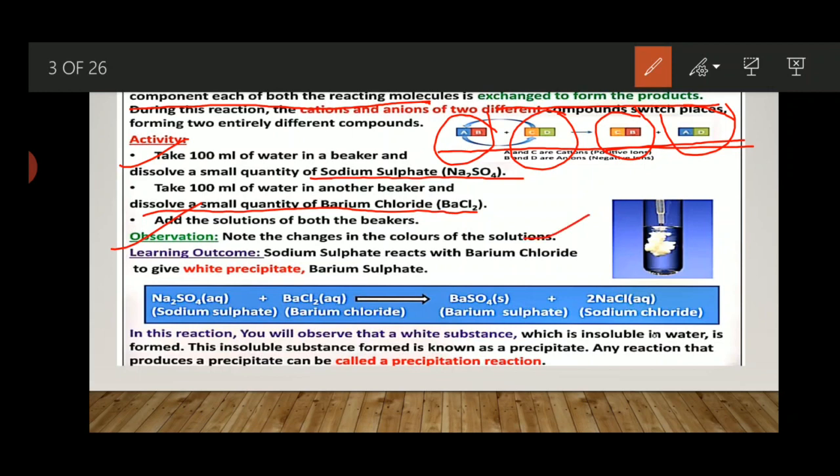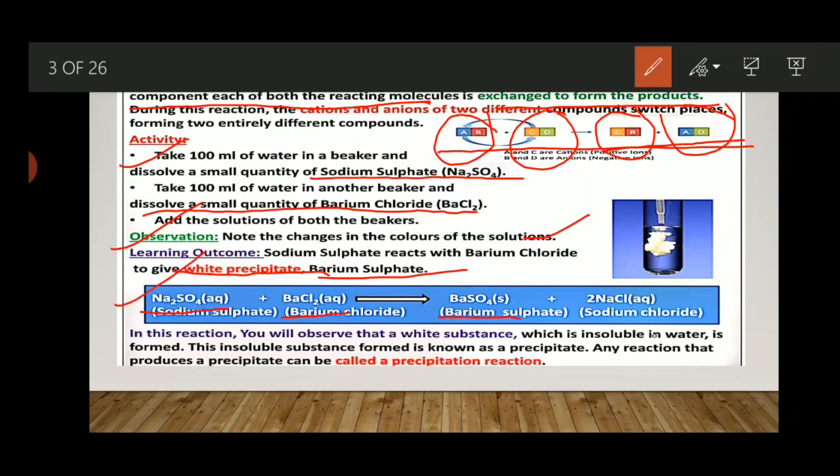Sodium sulfate reacts with barium chloride and forms a white precipitate of barium sulfate, which proves that a double displacement reaction takes place in both the beakers, along with the formation of barium sulfate white precipitate and sodium chloride solution. Sodium sulfate reacts with barium chloride to give barium sulfate and sodium chloride.